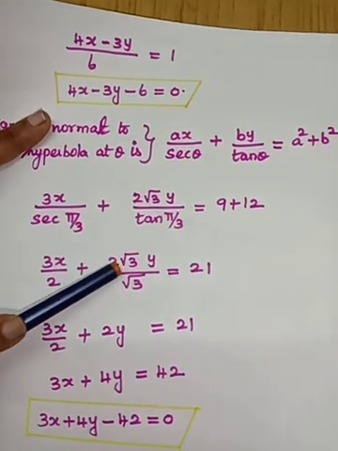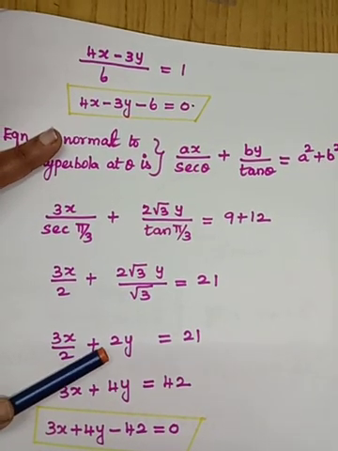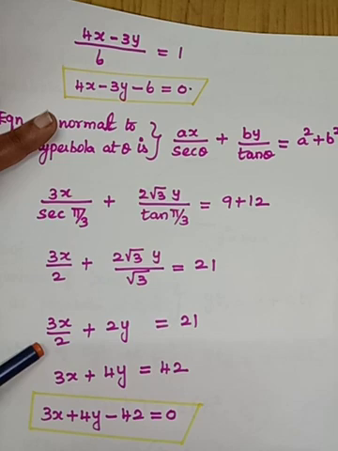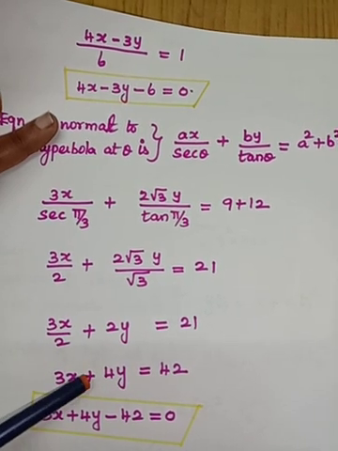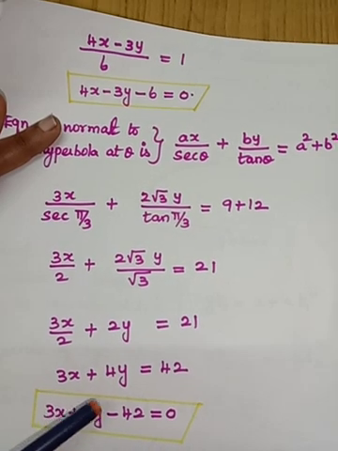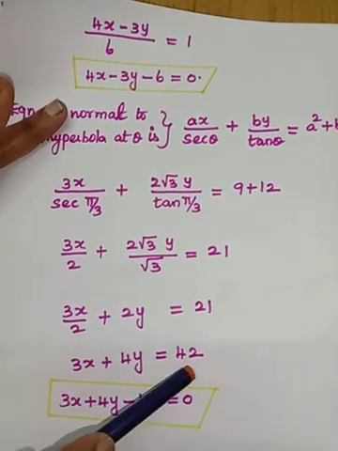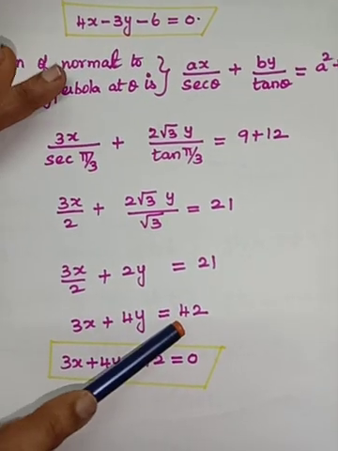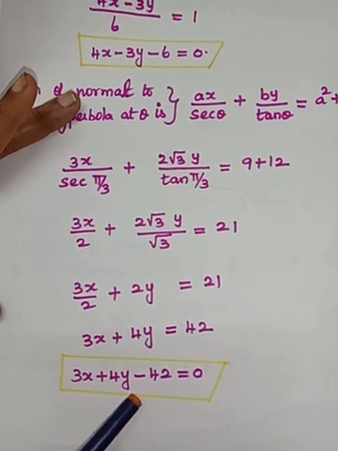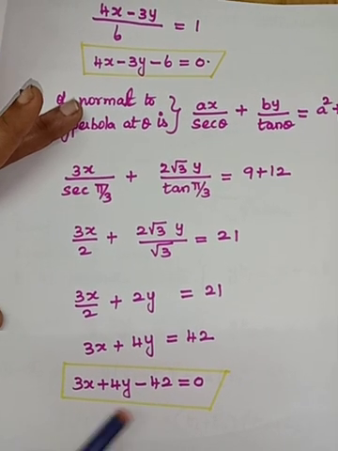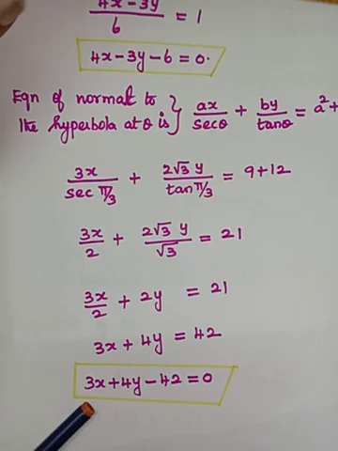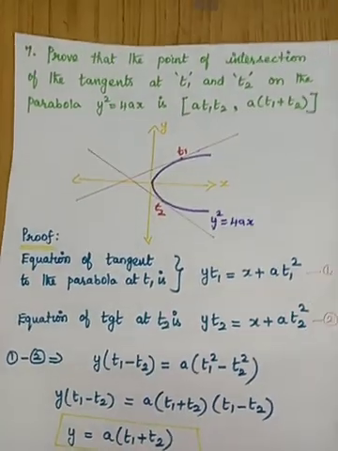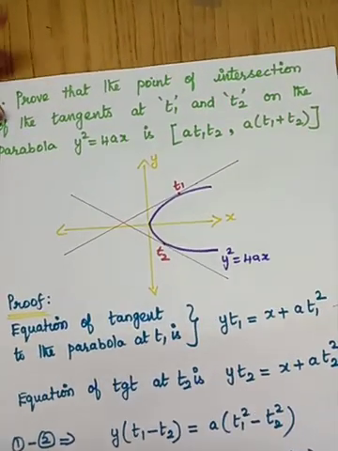So this root 3 gets cancelled. Here you are having 2y. So when you take LCM, it is 3x plus 4y by 2. So the 2, when you take it to the right side, it is 21 into 2, that is equal to 42. Bring this 42 to the left side as minus 42. This is the equation of the normal to the hyperbola. Come to the 7th problem.